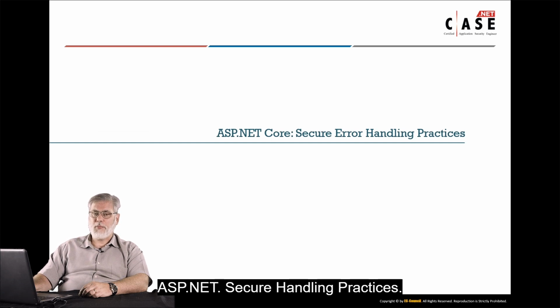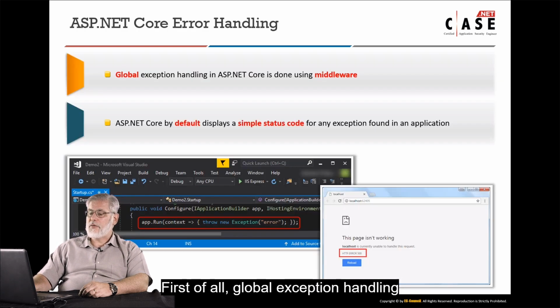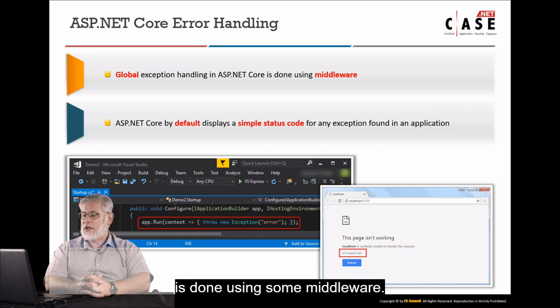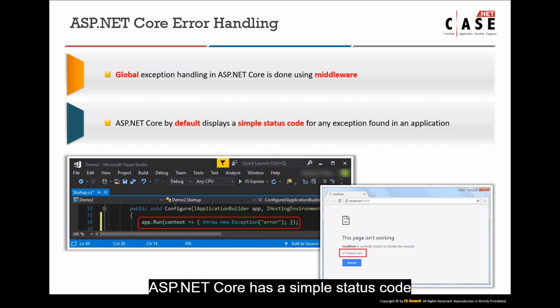ASP.NET Secure Handling Practices. First of all, global exception handling is done using some middleware. ASP.NET Core has a simple status code for any exception found in an application, and you can see here it's not a very good one. Simply saying this page isn't working isn't terribly informative.